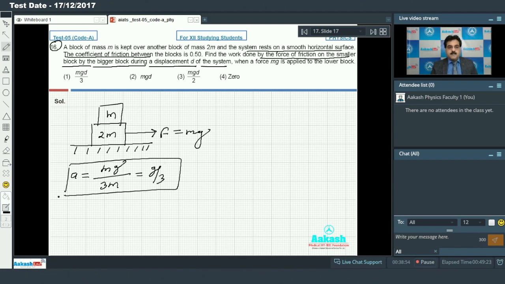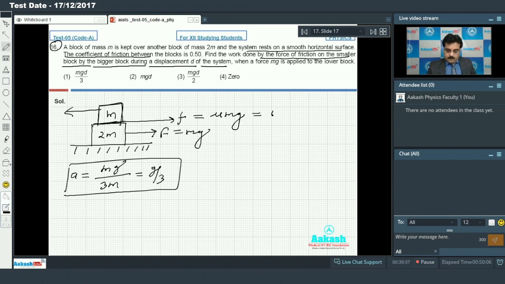Why are we going to calculate this acceleration? I want to say that if the system moves with this acceleration, then this small m will experience a pseudo force on the back side. So this block m has a tendency to slide on the left hand side. So there is a relative motion between small m and 2m. If there is a relative motion, then friction will act on the right hand side, because friction will oppose the relative motion.